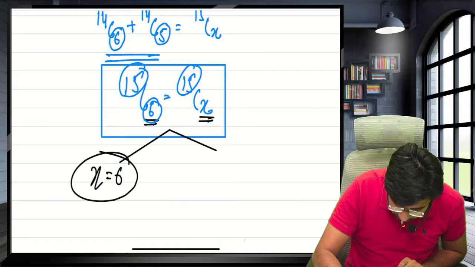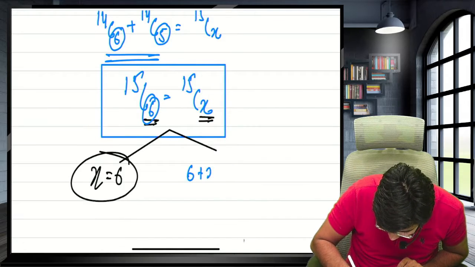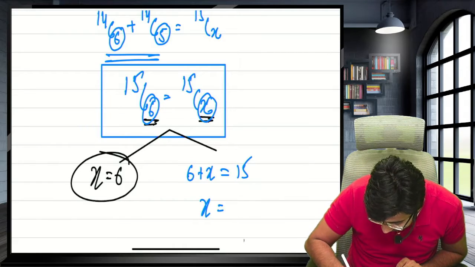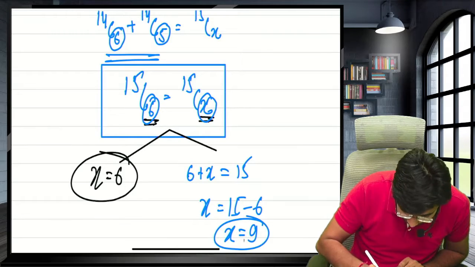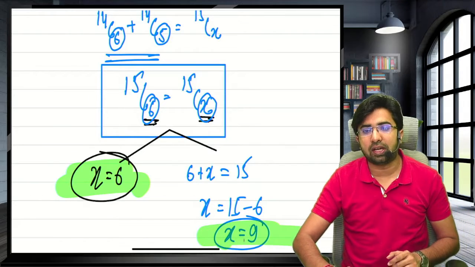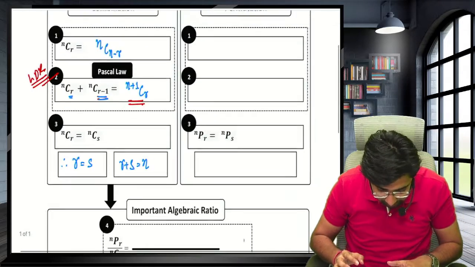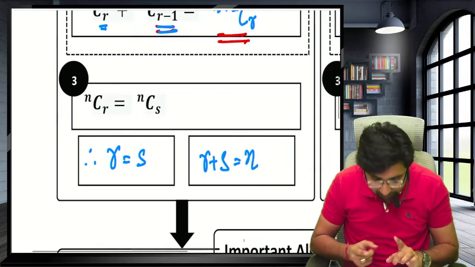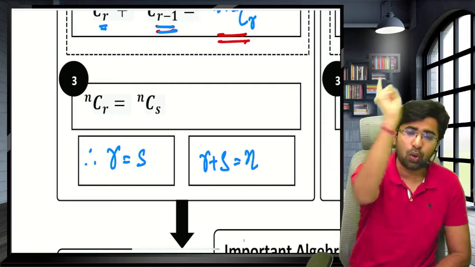And one more conclusion that we can draw from here is, sir, R plus S, 6 plus X, must be equal to n. N is 15. And guys, from here you will get 15 minus 6. X will be equal to 9. Guys, just say, is this point clear or not? Guys, first, very important, the Pascal law. Is this Pascal law clear? And by applying the property on the Pascal law, I have created two things. If two combinations are same, R must be equal to S and R plus S will be equal to n.